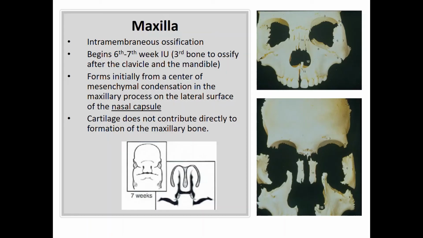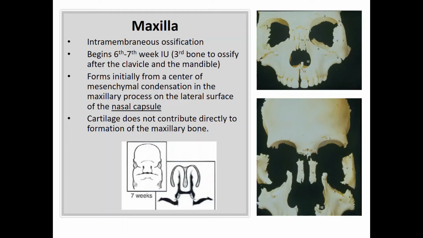Right now we will come to the maxilla. The maxilla is formed by the intramembranous ossification, and the first signs of bone formation actually occur between the 6th to the 7th week intrauterine, and it is considered the third bone to ossify following the clavicle and the mandible. So the clavicle is the first bone, the mandible is the second, and then the third one is the maxilla.